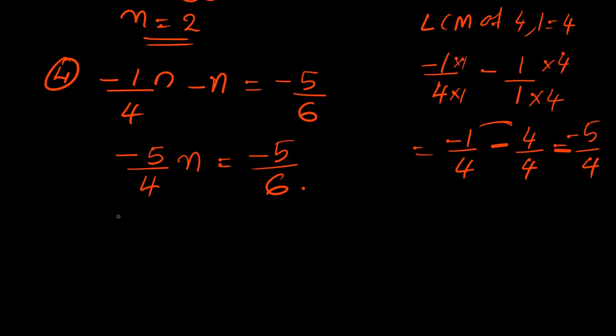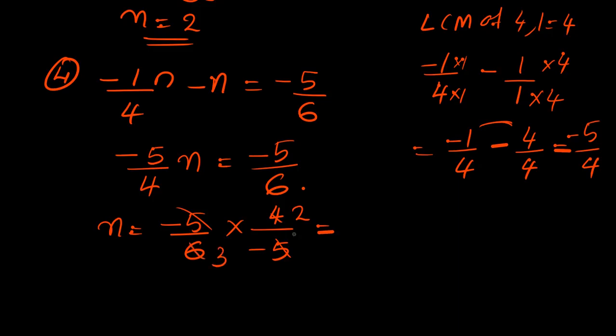Then how can we find the value of n? n is equal to negative 5 over 6 times the reciprocal of the coefficient here, which is 4 over negative 5. So the negative 5 cancels out. 4 over 6 can be simplified as both are divisible by 2. So the answer is positive 2 over 3 because negative divided by negative is positive.